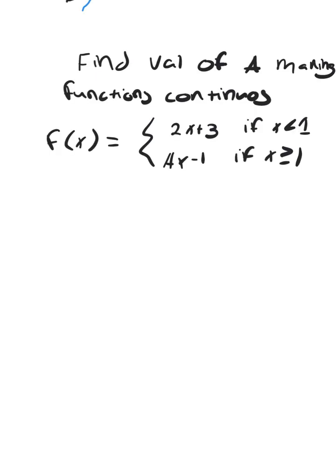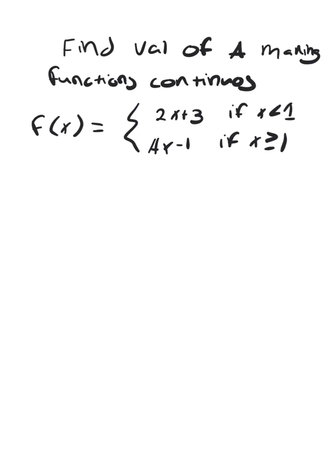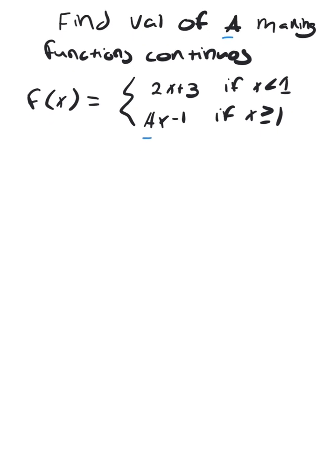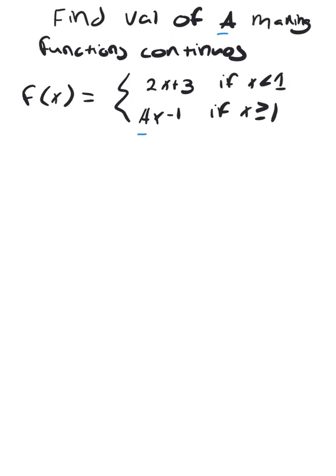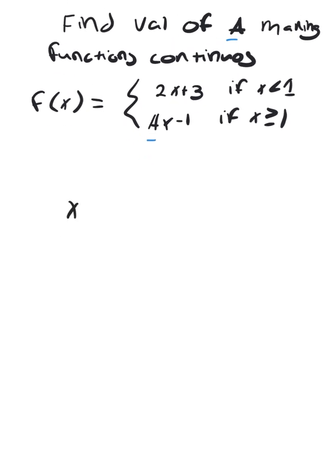Okay, let's go solve this problem now. Find the value of a, making the functions continuous. So here's a. We have to find what makes these functions continuous. So first we need to understand our limits here. Our limit here says that x approaches 1.